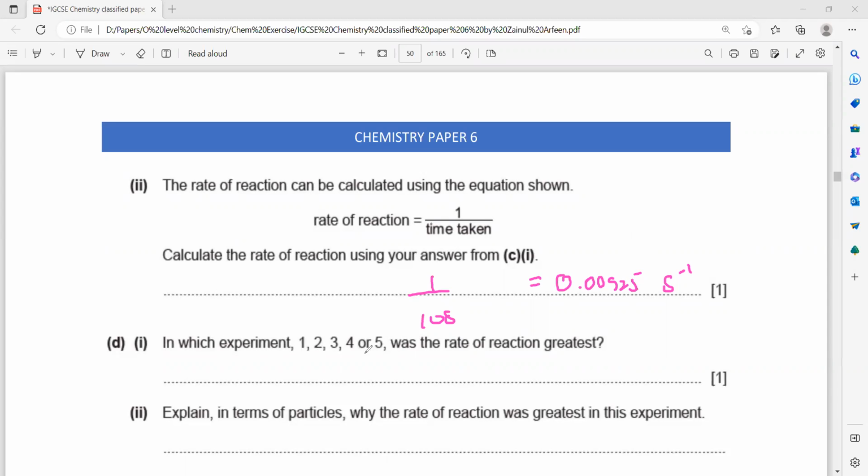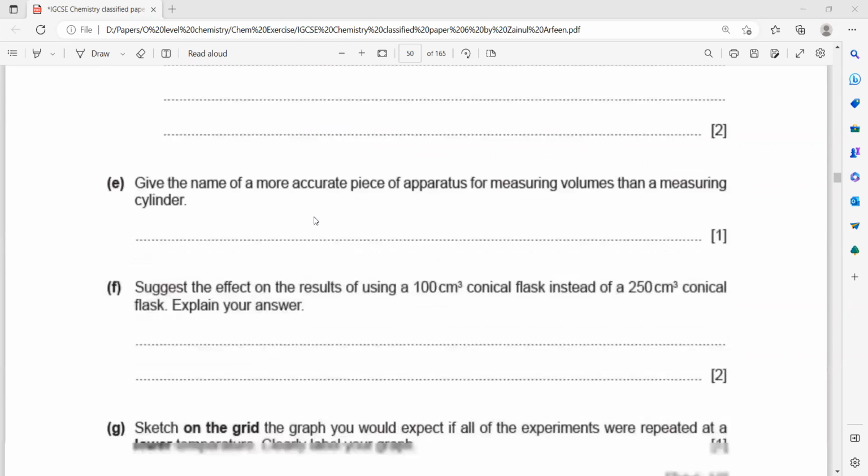In which experiment, 1, 2, 3, 4, or 5, was the rate greatest? In which experiment was the reaction fastest, the one where the time taken was least? We'll say experiment 1, because in experiment 1 the reaction completed in, I guess, 27 seconds. So experiment 1 was the fastest.